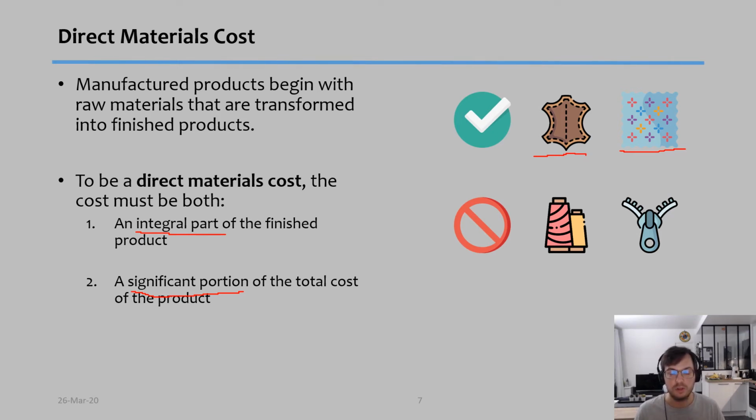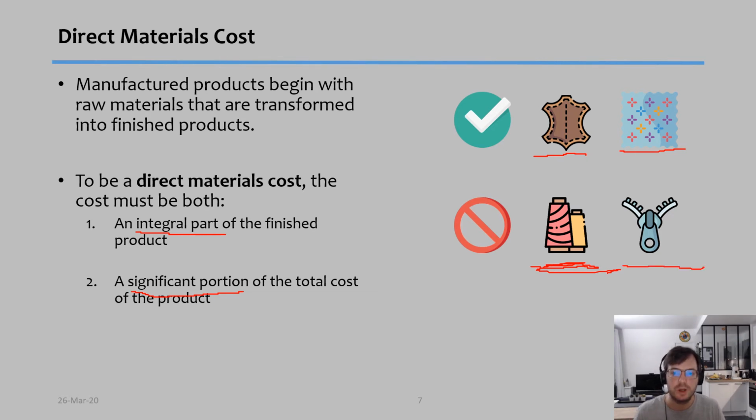Are they an important part when it comes to the overall cost of the product? Yes, they are, and therefore I place them as direct costs. Indirect cost, on the other hand, is just because they either only meet one of the categories or none. And here, for example, we have these little pieces of string that I use to tie all the pieces of the leather with the lining. But the quantity that I use is so small that it does not obey the second one, a significant portion of the total cost of the product, and therefore it's an indirect cost.